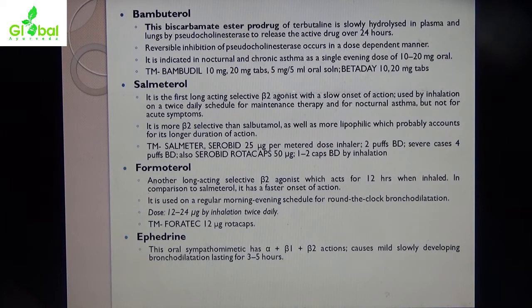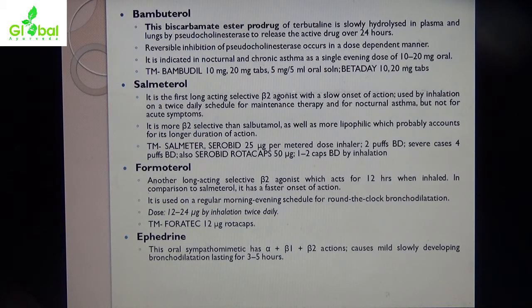Our next drug is bambuterol. This is a biscarbamate ester prodrug of terbutaline, slowly hydrolyzed in plasma and lungs by pseudocholinesterase to release the active drug over 24 hours. Reversible inhibition of pseudocholinesterase occurs in a dose-dependent manner. It is indicated in chronic bronchial asthma in a single evening dose of 10 to 20 mg. Bambudil and Bambec are trade names.